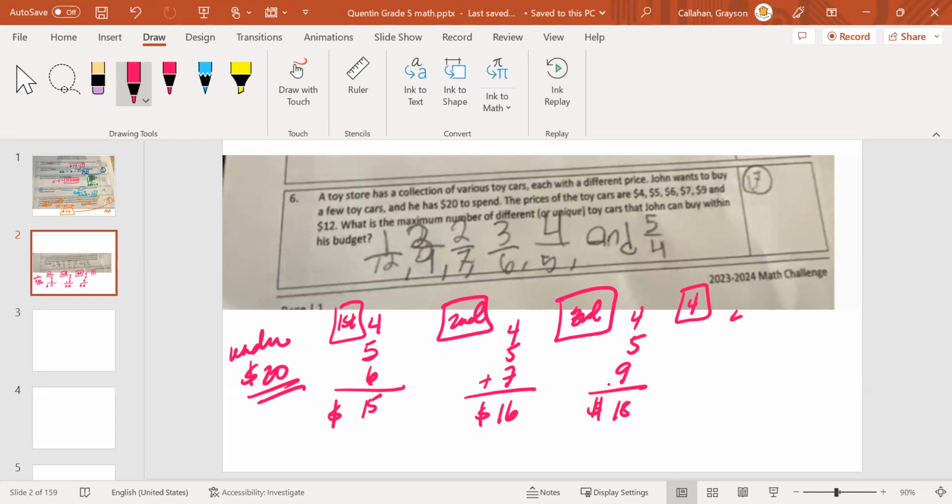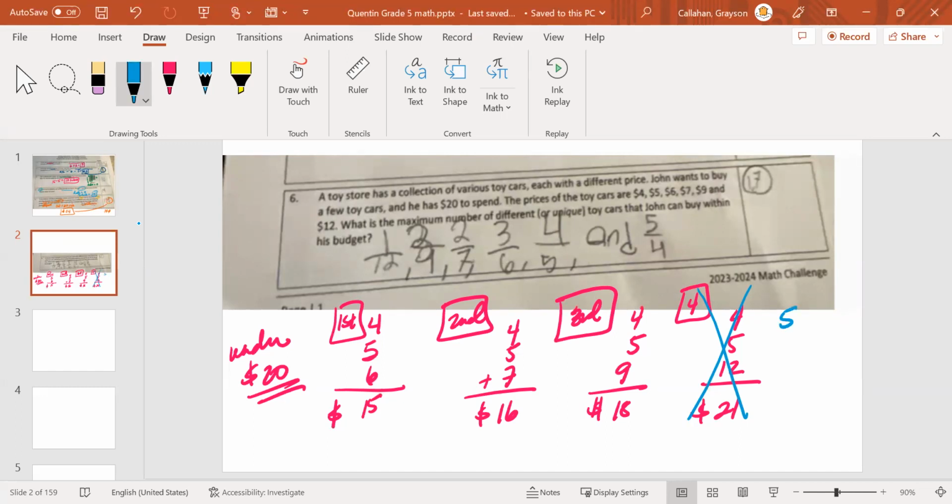Fourth one, can he do 4, 5, and 12? Yes. Can he do that? Really? It gets 21. Can't do that one. It's right there, so you need to pay attention.